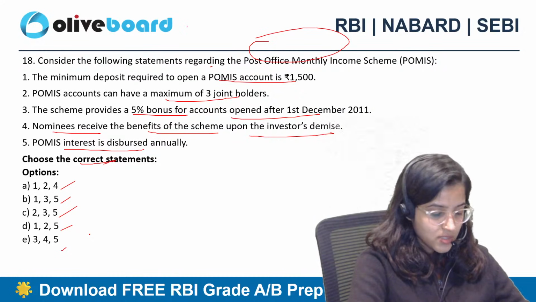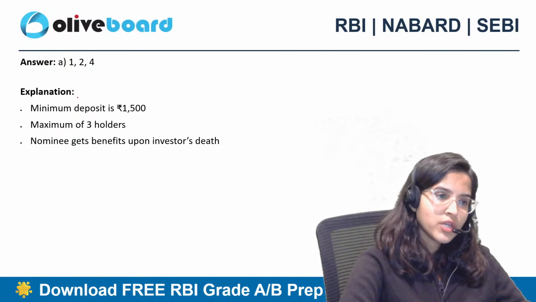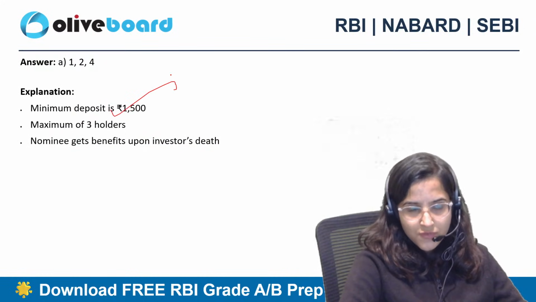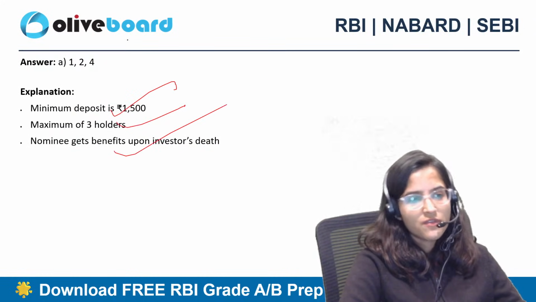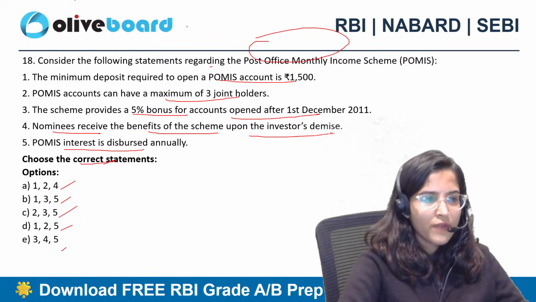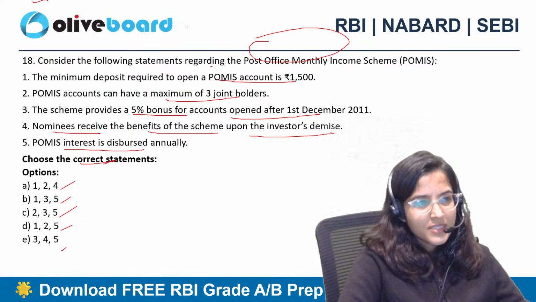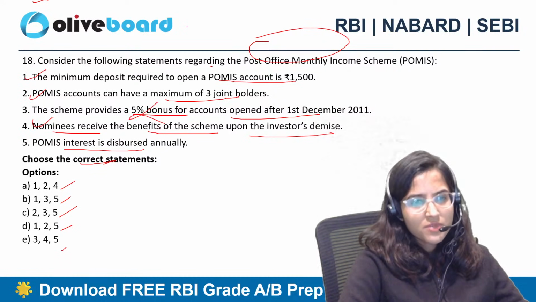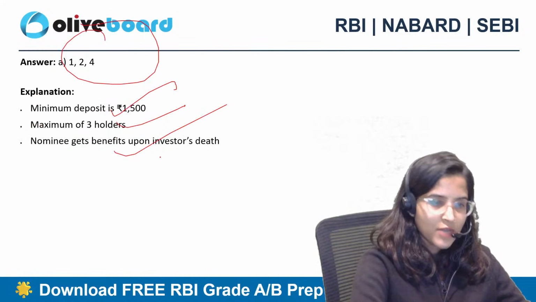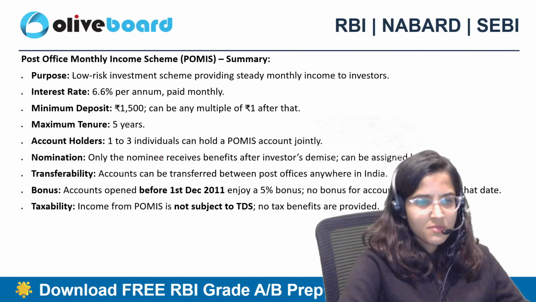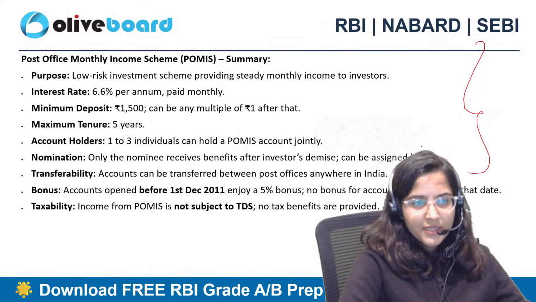18th question answer, I've got A as the answer, which is absolutely correct. Minimum deposit is 1500, maximum 3 holders, nominee gets benefits upon investor's death. So 1, 2, and 4 are correct. ठीक है? 1, 2, and 4 are correct. Scheme provides 5% bonus and POMIS interest is disbursed annually. These are two incorrect statements. You can see the details over here.